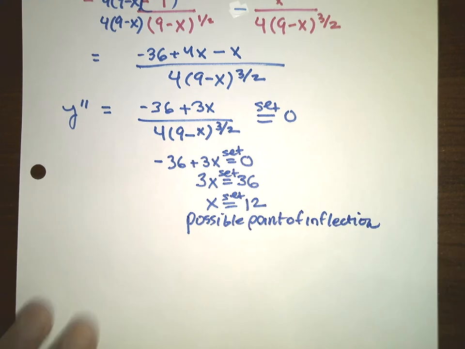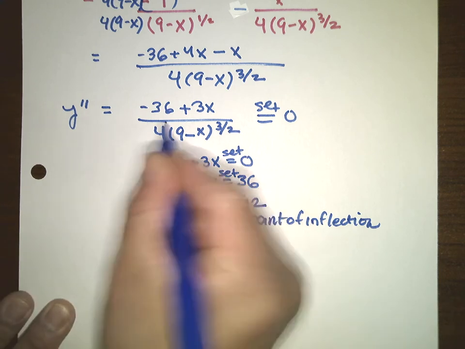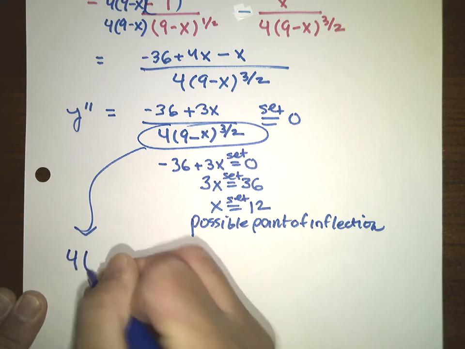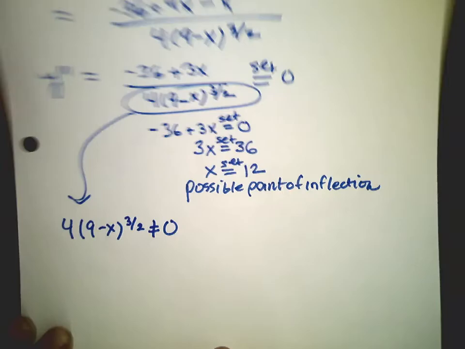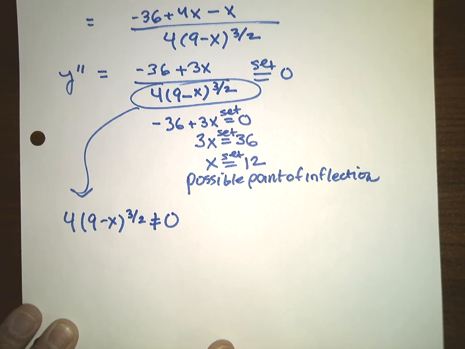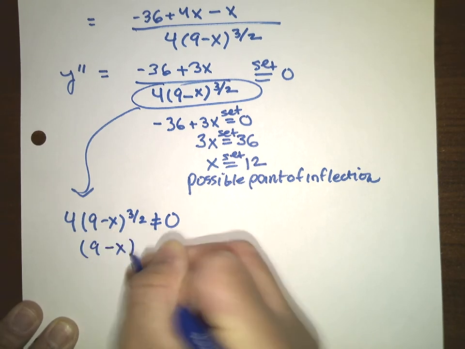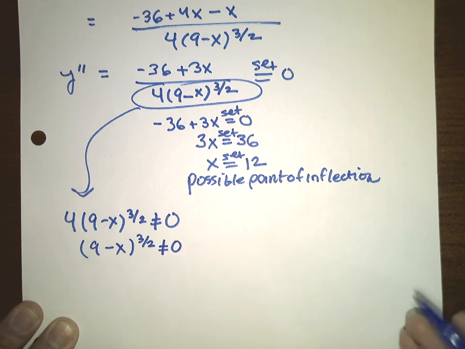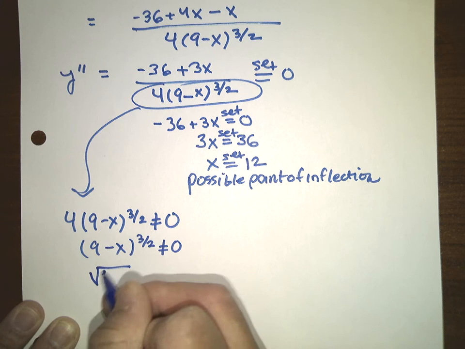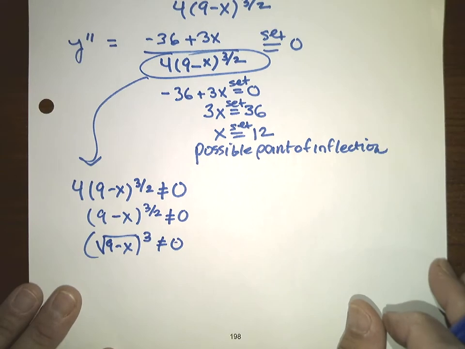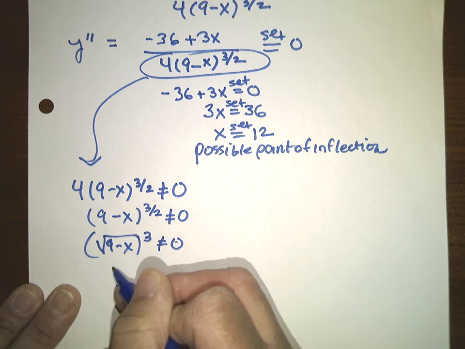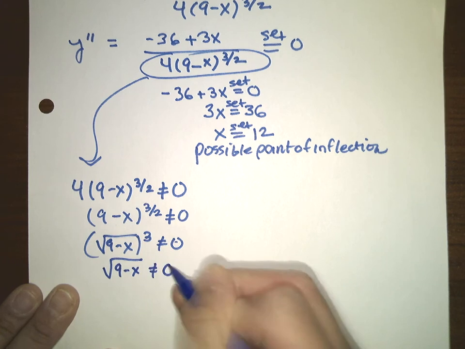Now, what I also want you to notice is this denominator, all right? So you know that 4 times 9 minus x to the 3/2 power cannot be equal to 0, right? So now I will, of course, divide by the 4 to make this a little bit easier for us. So it's just 9 minus x to the 3/2 cannot equal 0. But this is actually the square root of 9 minus x to the 3rd power cannot equal 0. So I already know that if I cube each side, I have the square root of 9 minus x cannot equal 0.